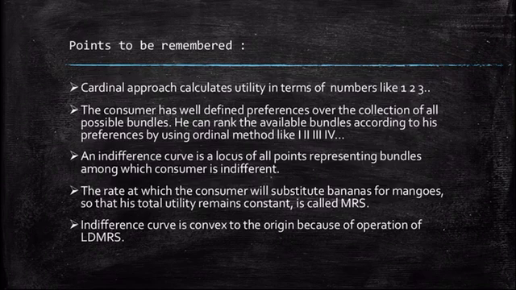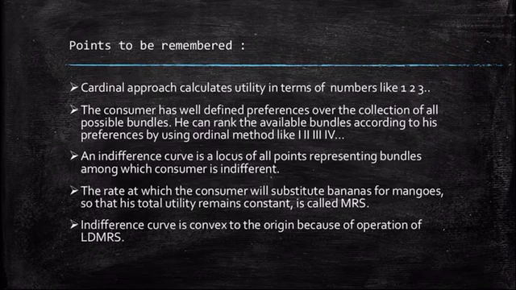And then we discussed MRS, marginal rate of substitution. What do you mean by marginal rate of substitution? It is the rate at which the consumer will substitute bananas for mangoes, which means in other words you can say how many units of mangoes he was ready to sacrifice to get 1 unit of banana. That quantity is called MRS, marginal rate of substitution.